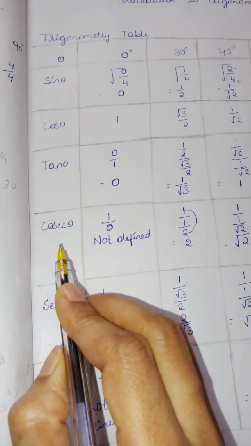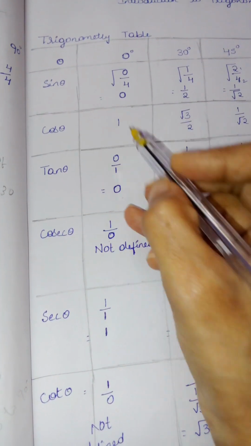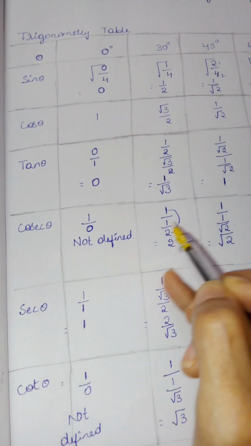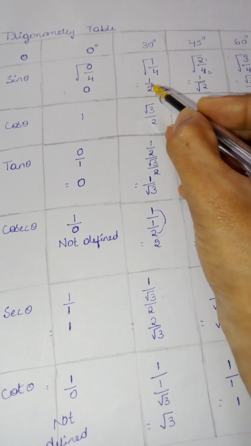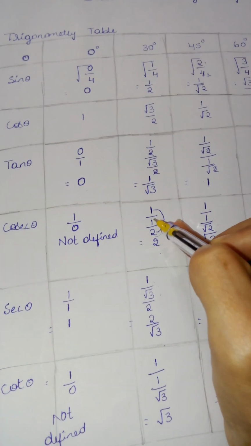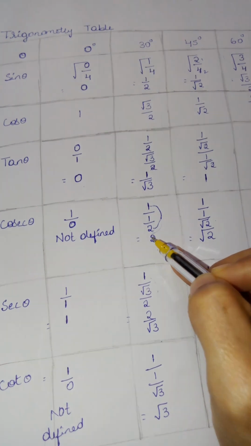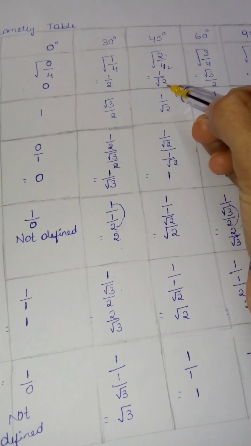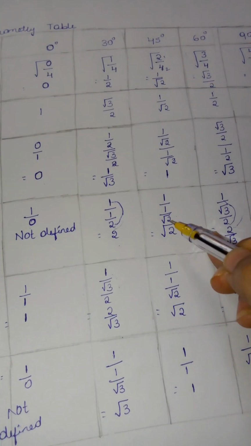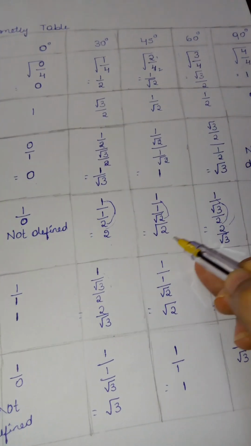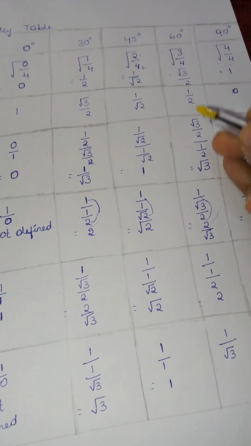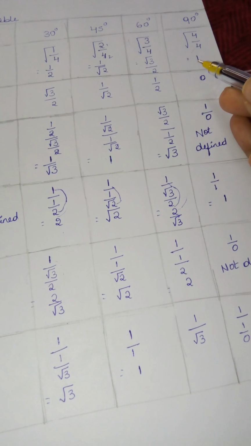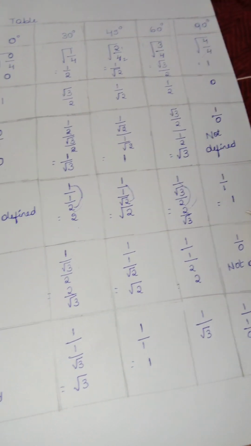So cosecant theta. So we know cosecant theta is 1/sin theta. 1/sin theta is 0. That is not defined. So 1/sin theta is 1/2. 1/(1/2) is that is 2. 1/sin theta is 1/√2. That is root 2. 1/(√3/2). That is 2/√3. 1/1 is that is 1.